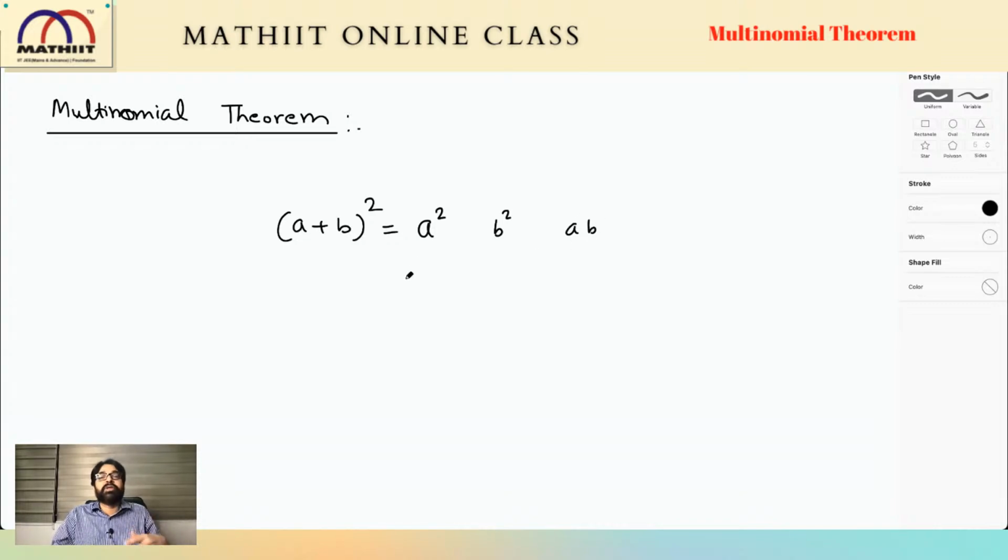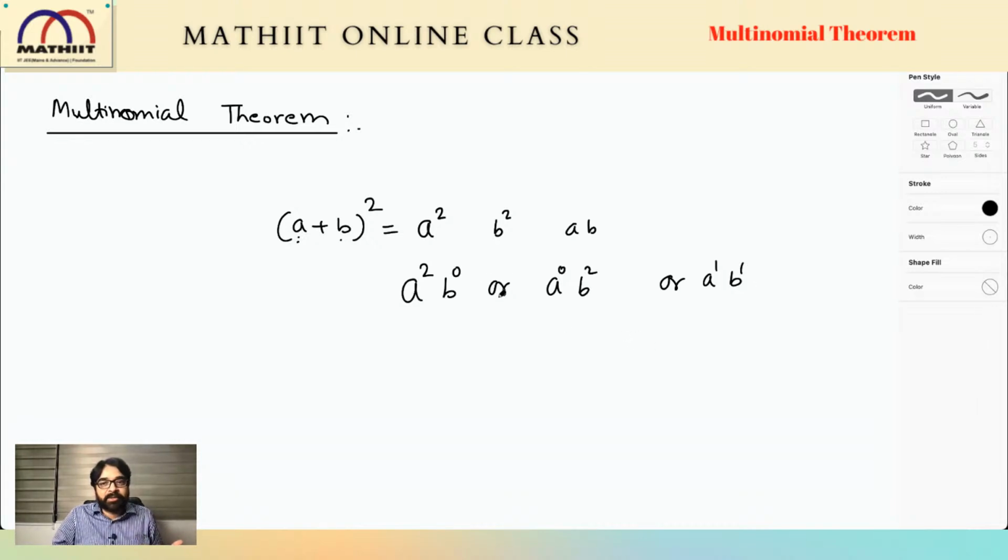One, a is getting power 2, b is getting power 2, and a is getting power 1 and b power 1. This we can visualize in a different way. I am having 2 objects. I want to distribute them to 2 people whose names are a and b. So in what ways can we do this? Either I give all 2 objects to A and B gets 0 objects, or I give 2 objects to B and A gets 0 objects, or I give 1 object to A and 1 object to B. Everybody understood this point?